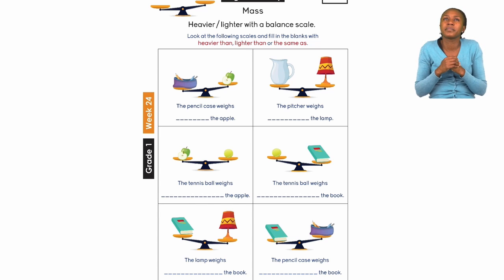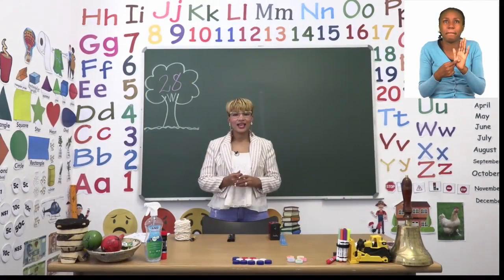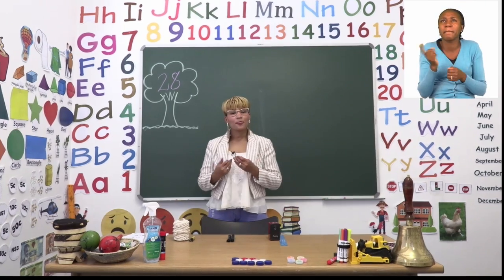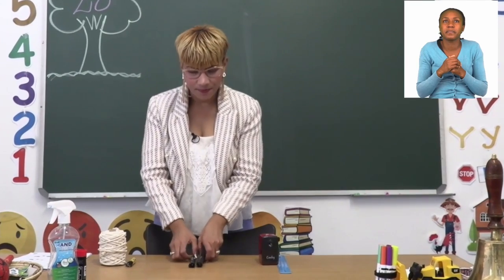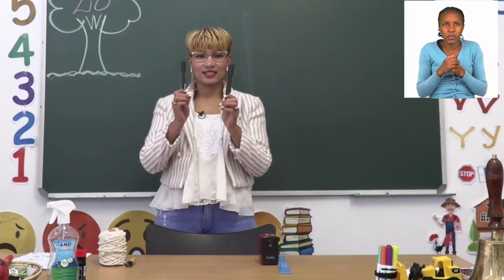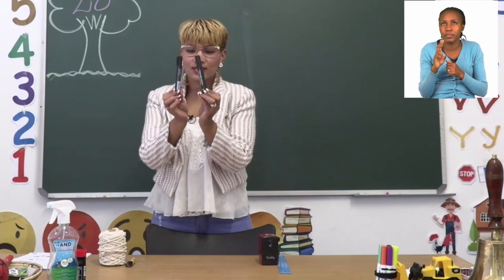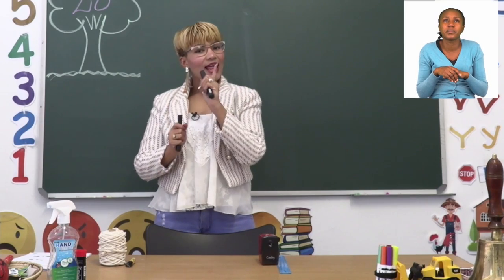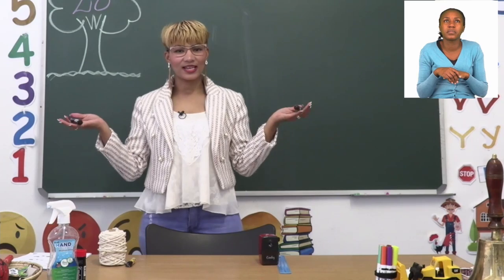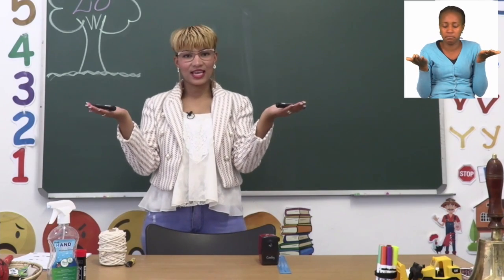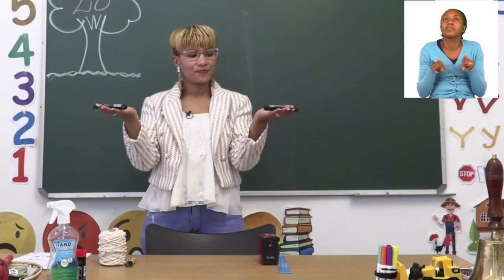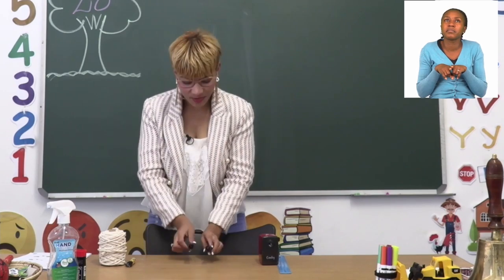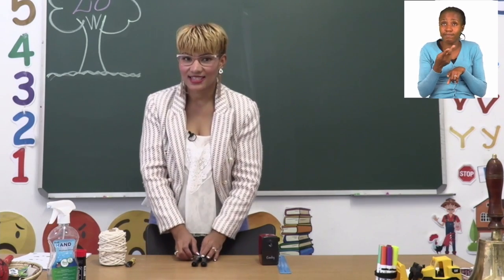Now I have some objects here that I want us to have a look at so that we can have an idea what it means for objects to be heavier than, lighter than, or the same as. So I'm going to start with these two markers. If you look carefully, you will see that they are exactly the same. So if I were to be a balance scale and I held them up like this, then they would weigh exactly the same. So that means that these objects are the same as.